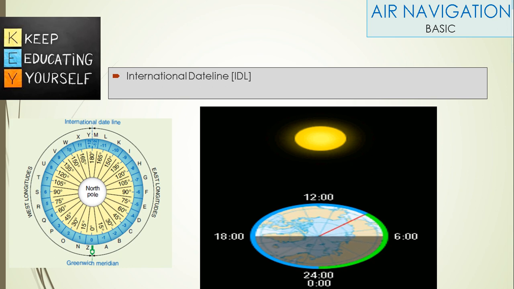So this is the international date line, you can see in blue, and the Greenwich meridian in blue, west longitudes towards the left-hand side, east longitudes towards the right-hand side. It shows how 1 hour has been reduced towards the left side, and 1 hour has been added towards the east side. And if you are crossing the international date line, you have to adjust your dates.